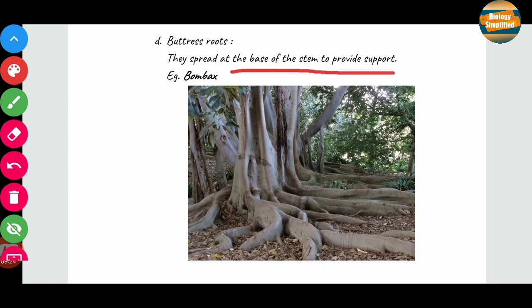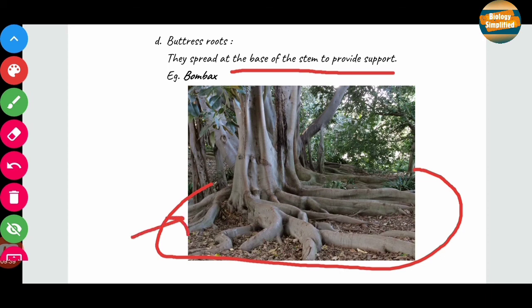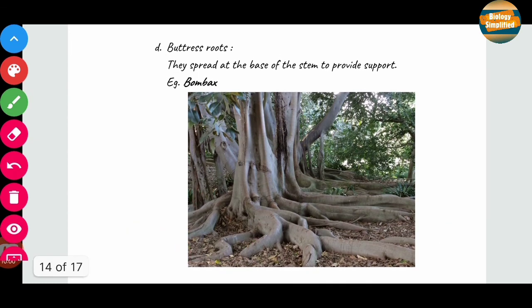So here you can see in the picture, the roots have basically arisen at the base of the stem, and they are forming a kind of structure on the floor itself. They do not grow downwards because they are modified to support the plant. So basically they spread all over the floor. Example is Bombax. So these were all the modifications of adventitious roots for mechanical support.